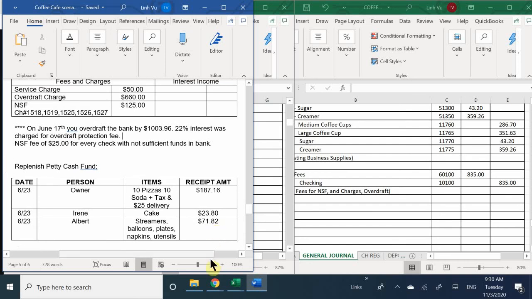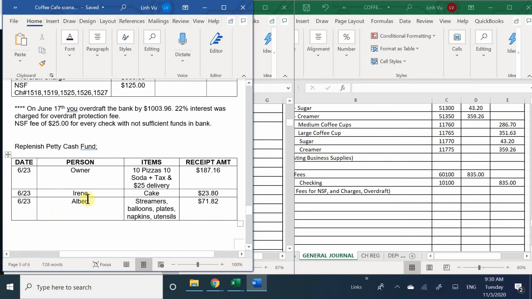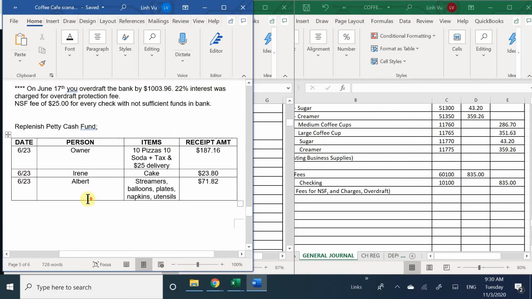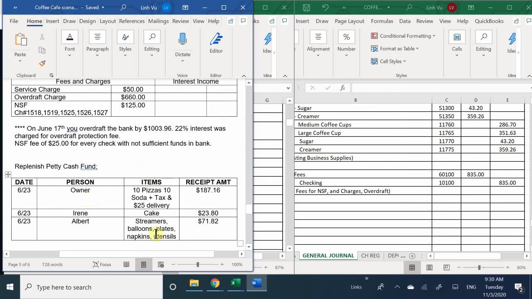All right. What happened here? Replenish the petty cash fund. We need to replenish the petty cash fund. Now, with this, I will give you one big hint. All of these are going to be considered a business expense, okay? So you don't have to itemize it.